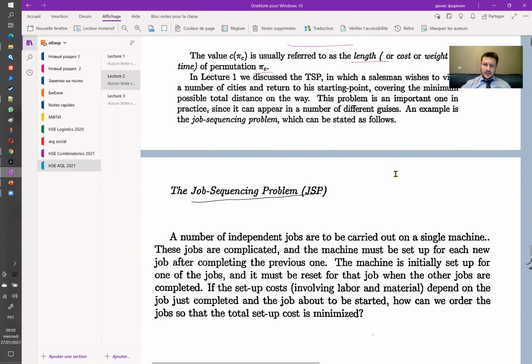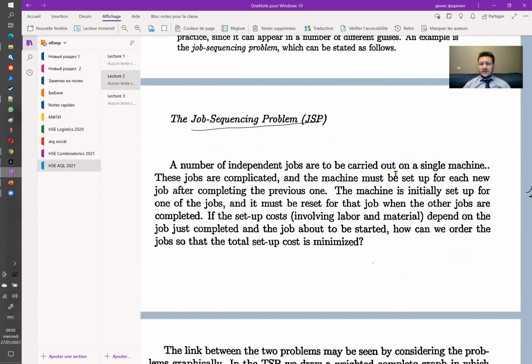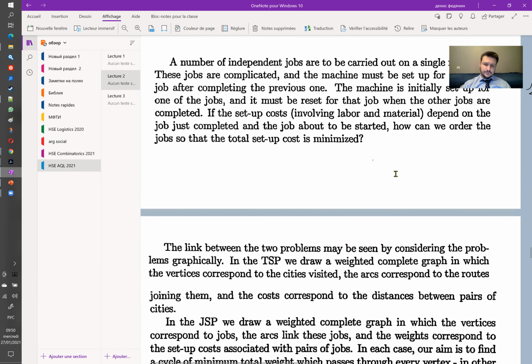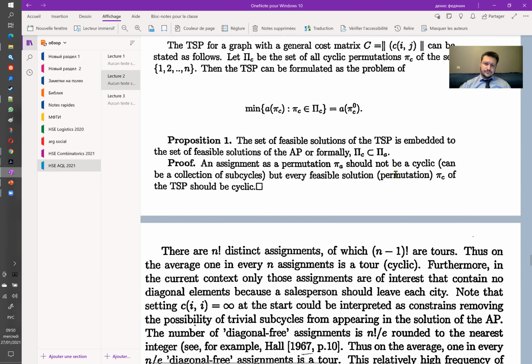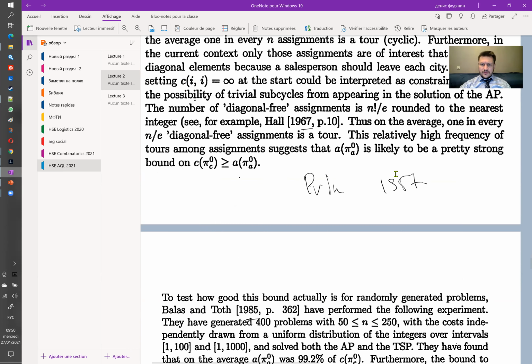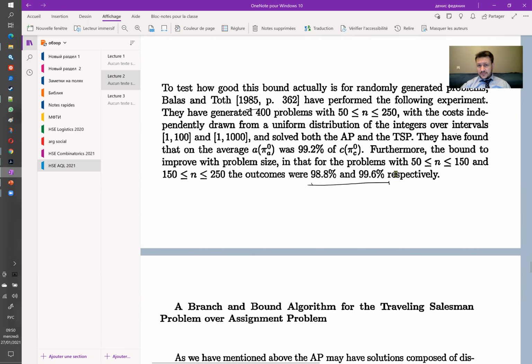It's somewhat related to the job sequencing problem. That is a very general one. And we have a lower bound estimation for the traveling salesman problem from this assignment problem. Here, there is a discussion and some experiments.